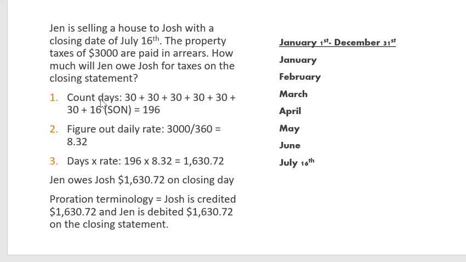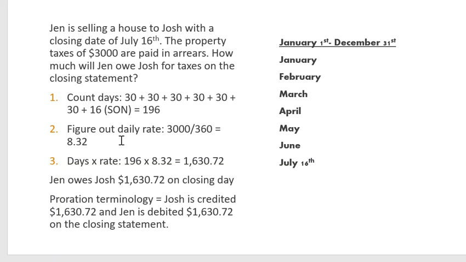So step 1, count the days. 30 plus 30 plus 30 plus 30 plus 30 plus 30 plus 16. Because remember, seller owns national, seller pays for closing day. So that equals 196. So step 1, count the days, add it all up, we have 196 days.